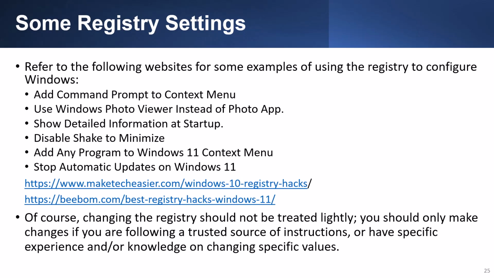Refer to these websites shown on the screen for some examples of using the registry to configure Windows. For example, to add Command Prompt to the context menu, use Windows Photo Viewer instead of the Photos app, show detailed information at startup, disable Shake to minimize, add any program to the Windows 11 context menu, and stop automatic updates on Windows 11. Of course, changes to the registry should not be treated lightly. You should only make changes if you're following a trusted source of instructions or have specific experience and/or knowledge on changing specific values.